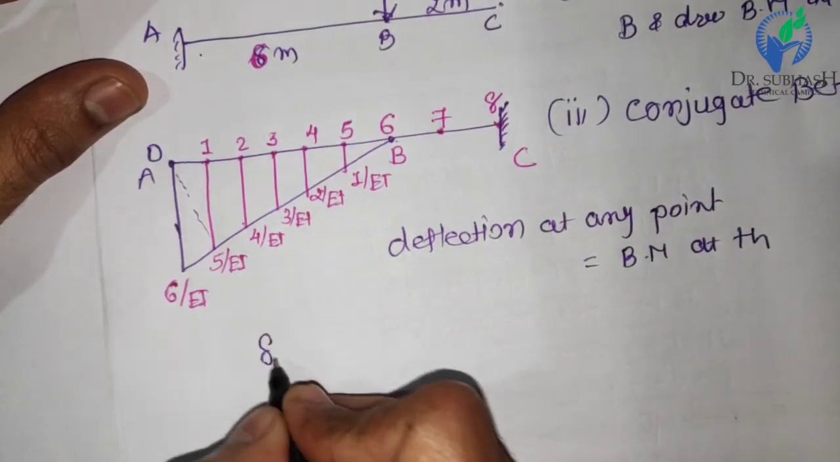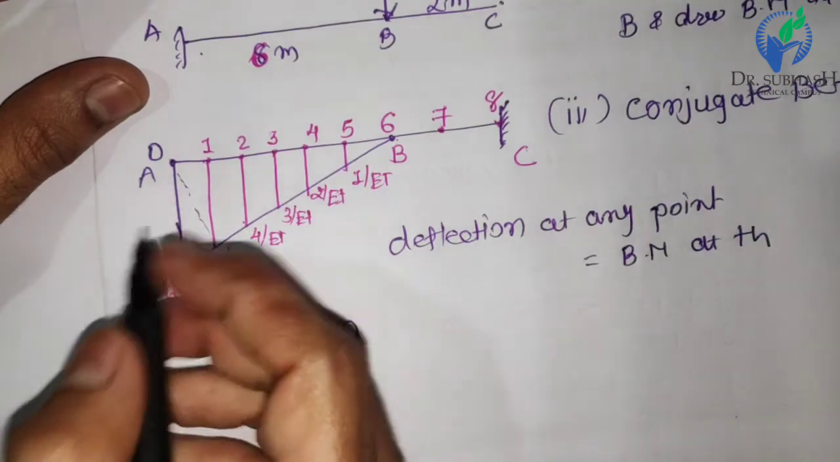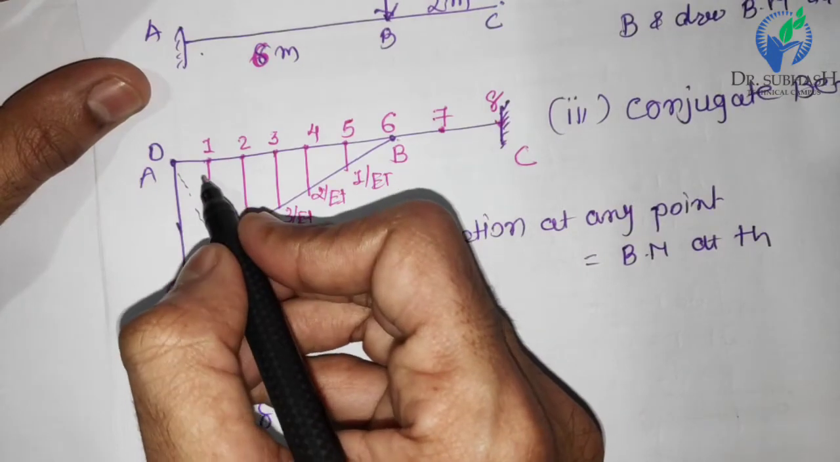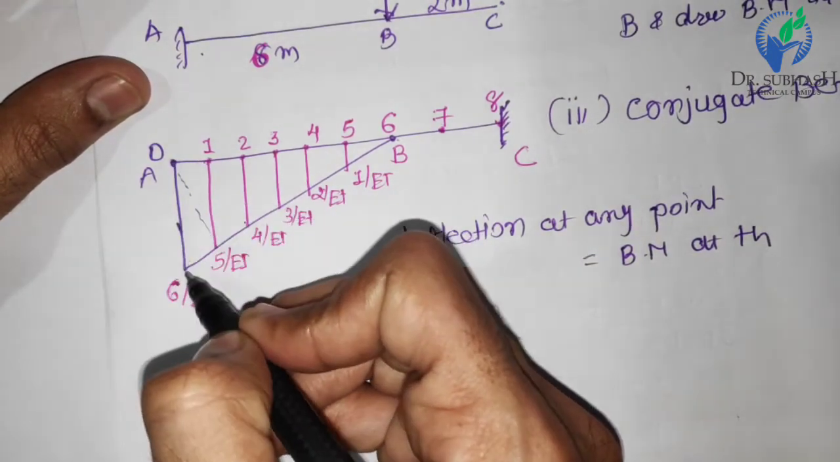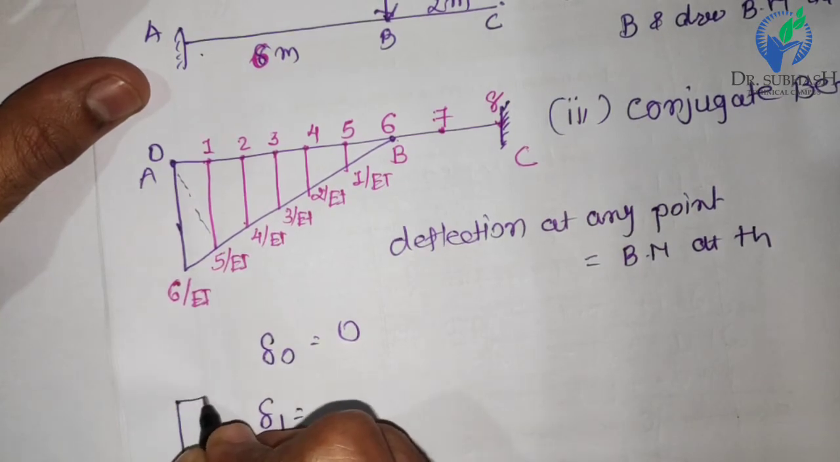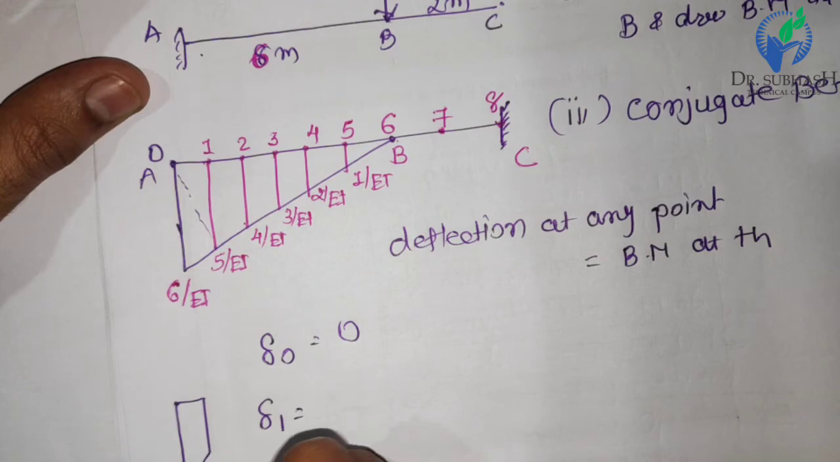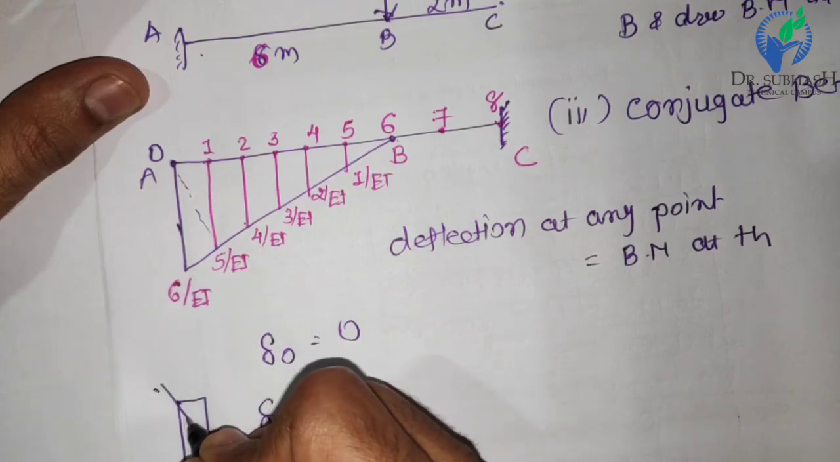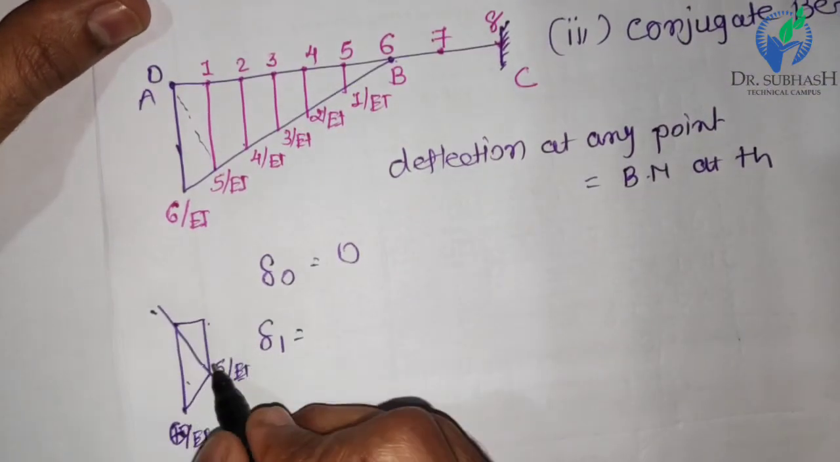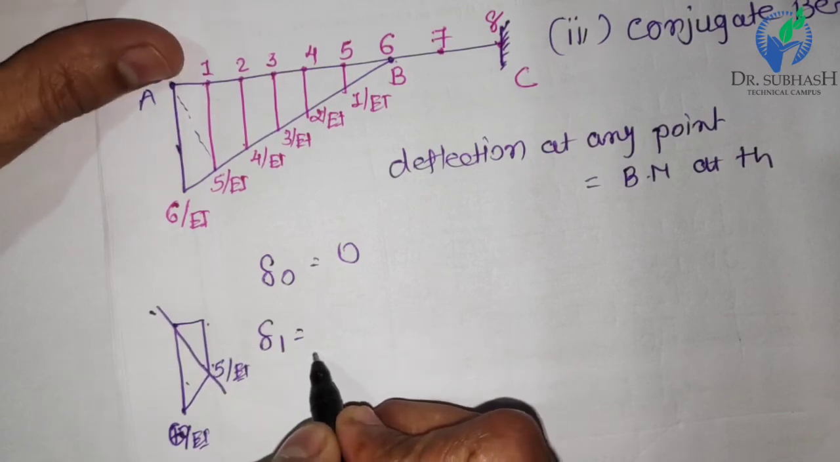So first of all, delta 0 is 0. Now delta 1: for delta 1 you have to travel 1 meter. In that 1 meter you can see this trapezoidal shape. I repeat this because it's the second example. So I converted it into two triangles, one is 6 by EI and another is 5 by EI. So this area into its CG and this area into its CG, you get the deflection at delta 1.